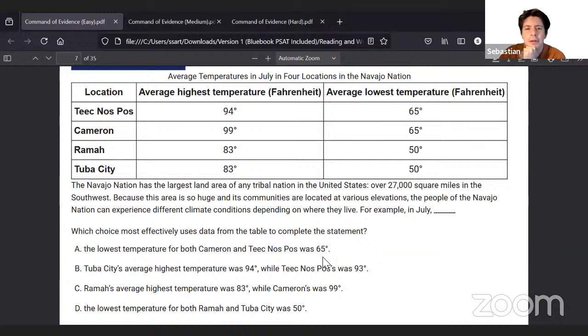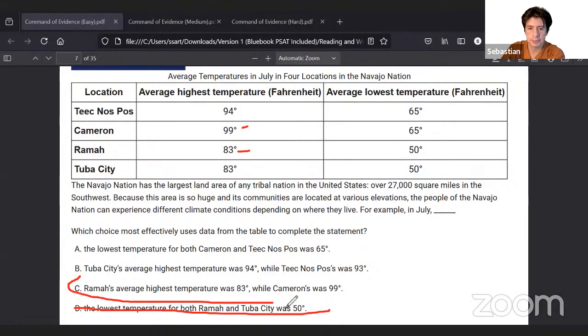Also, Tuba City had 83, not 94. And Tinkanaka Pass had 94, not 93. So I don't know what's going on with that one. Rama's average highest temperature was 83 and Cameron's was 99. Okay, that shows a difference, and that's true, right? Rama's 83, Cameron is 99. The lowest temperature was 50 for both Rama and Tuba City. Again, that does not really help us because that's showing similarity when we want differences. So it has to be C. Okay.